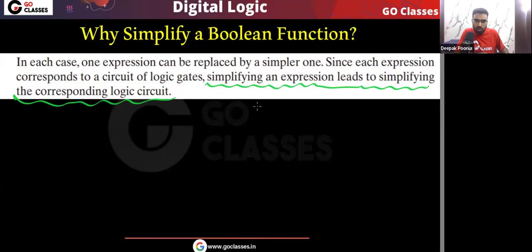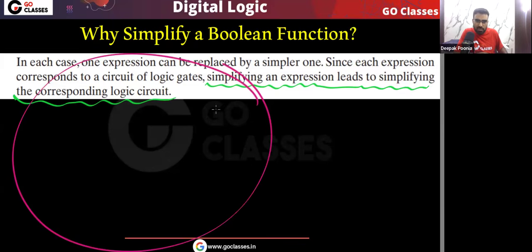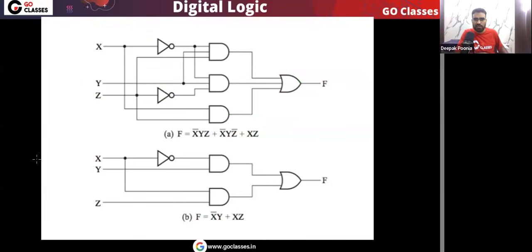I told you many times that we have a big digital circuit that we can easily replace with a small digital circuit. Both of them will implement the same Boolean function. So this is the reason we simplify a Boolean function.